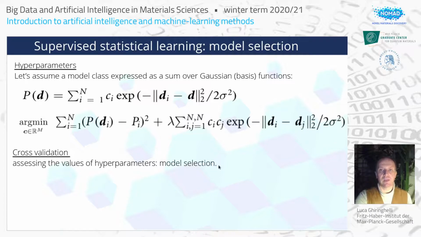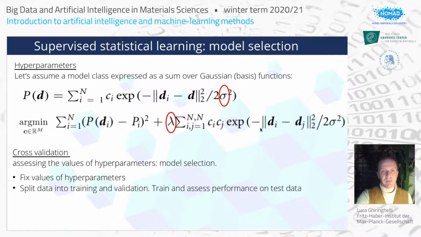So in both cases, what we can do is to train the model for different values of lambda and sigma, and find for which value of lambda and sigma we have the smallest error. Which smallest error now? Errors on data that were not used to train the coefficients Ci, otherwise it would be pointless. We use other data. So what people do in practice is to start with some fixed value of these hyperparameters, train the model on some part of the data that is called the training set. What is left out of the training set is called validation set, and one assesses the performance of the trained model on this left out data.